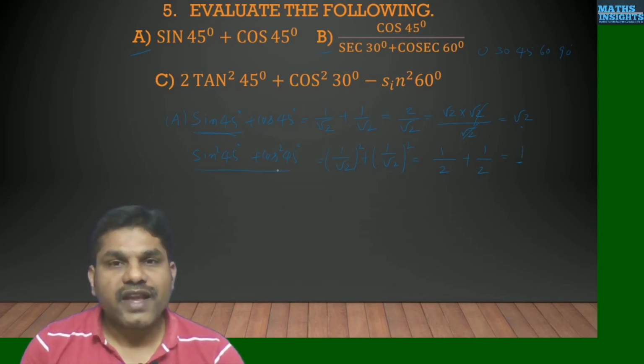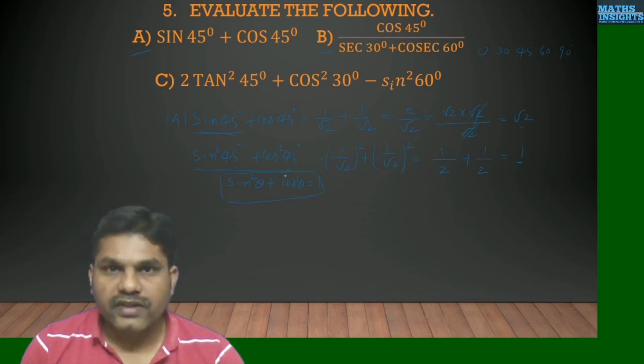You know this is an identity. You have to remember sin square theta plus cos square theta is equal to 1. So for every angle this identity is satisfied. Coming to the second problem.